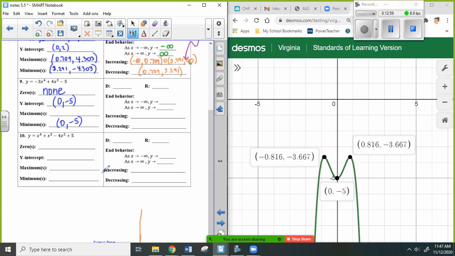And then how many maximums do I have? Show of fingers. How many maximums do I have? 2. Good. Okay. And they're decimals. So I might have to write a little bit smaller here. So we've got -0.816, comma, -3.667. And then we've got positive 0.816 and -3.667. Okay.